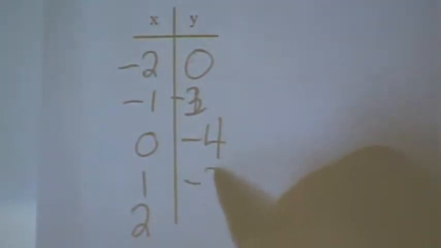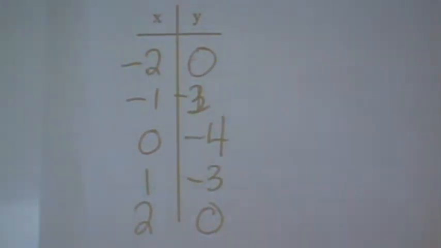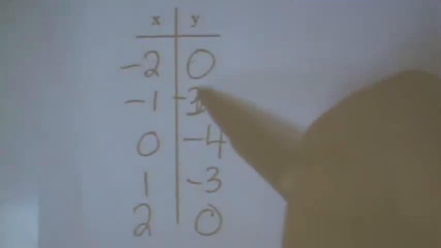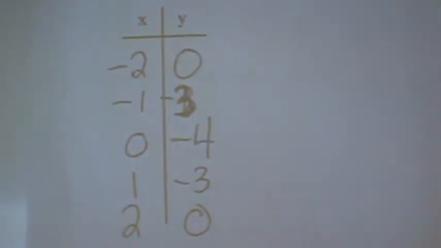If you plug negative 2 in here, you get 0, 1, negative 4, actually, I'm sorry, this is negative 3, negative 4, negative 3, and 0. These are both negative 3s. Use your calculator to generate a table if you have to. So let's graph this. Negative 2, 0 is right here. Negative 1, negative 3. 0, negative 4, 1, negative 3, and 2, 0. Here's the shape of it. It's a U.